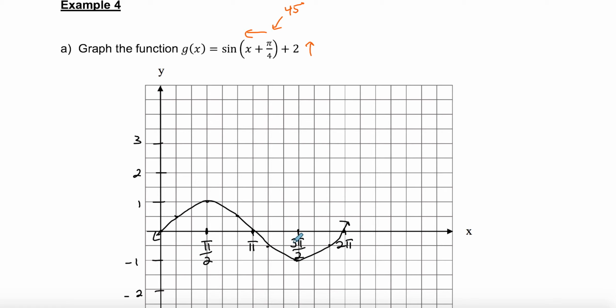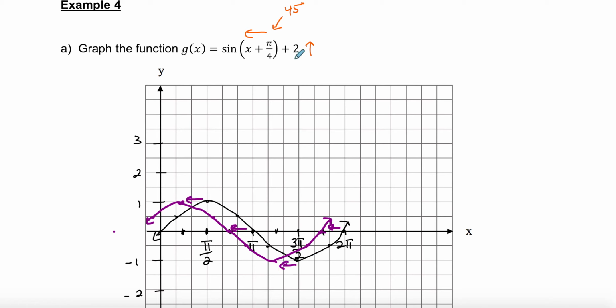If we have to move this to the left 45 degrees, remember if this is 90, 45 would be right in the middle between pi over 2 and pi, for example. That would be 45 degrees. So maybe that's what I would start with, is making this move pi over 4 units to the left. So there we see all of these points translated pi over 4 to the left.